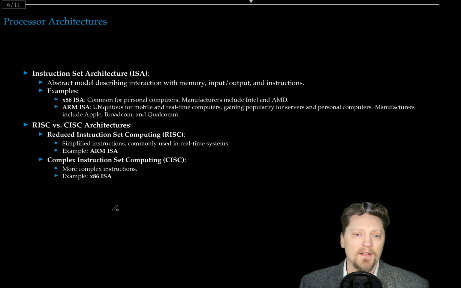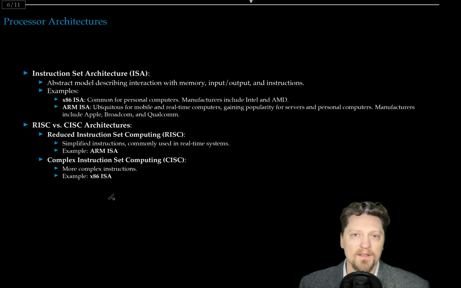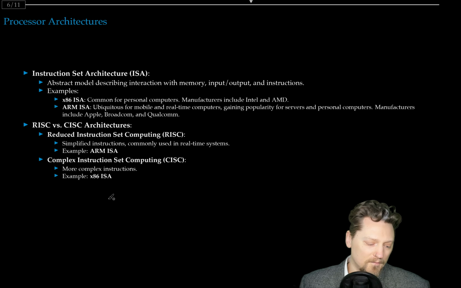Complex instruction set computing. So this is a more complex set of instructions, a larger set of basic instructions that the processor can perform. An example would be x86 again. So those are the two paradigmatic examples of RISC and CISC.